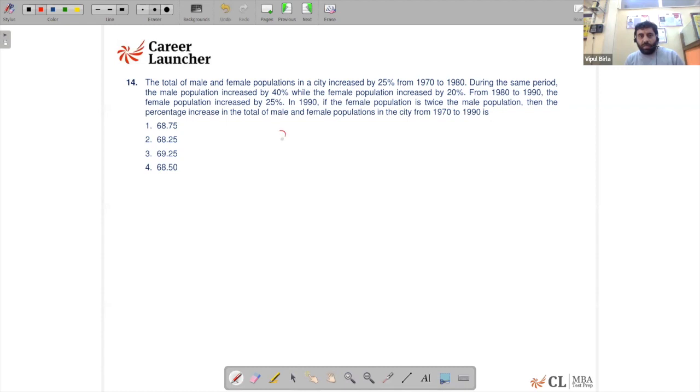Okay, so from 1970 to 1980, the total population, which is male plus female, increases by 25%. During the same period, the male population increases by 40%, while the female population increases by 20%. So the average increase is 25%, and for the individuals, they've given 40 and 20. Okay, this is from 1970 to 80.